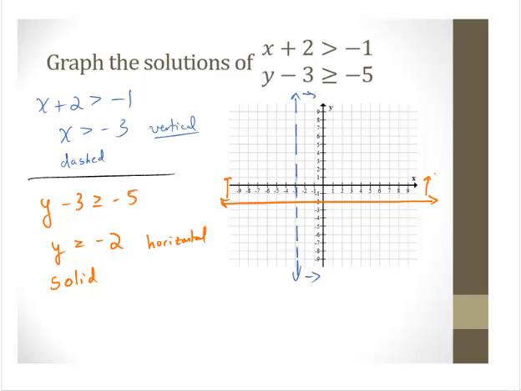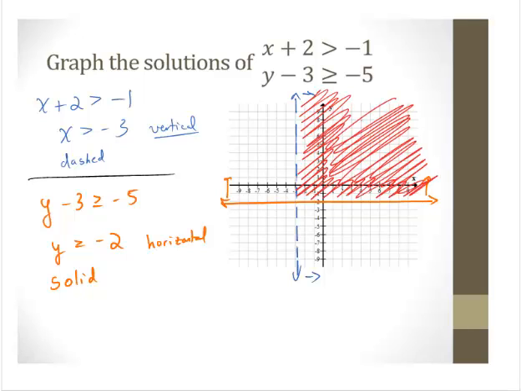So now, what satisfies all of the inequalities? This region to the right of the blue and above the orange satisfies both inequalities. So if I choose any of those points, it will satisfy both of those inequalities.